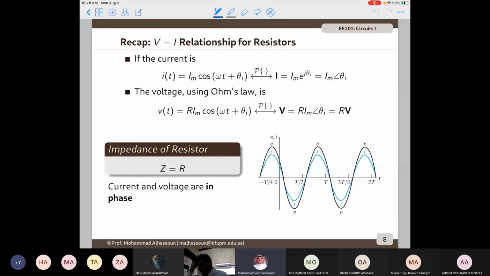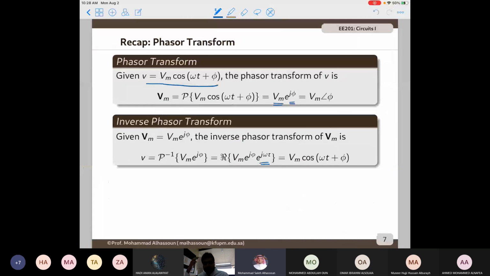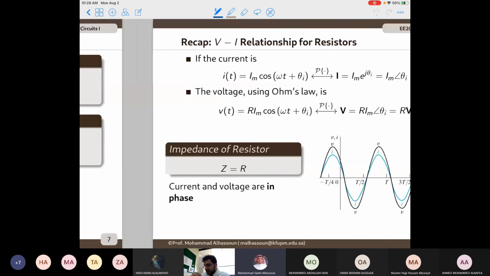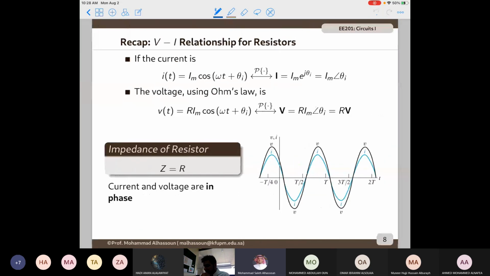Okay. So we studied phasor transform. We know about phasors, and the question is how to make use of phasor analysis. So how to solve the voltage and the current in any circuit if we have a sinusoidal source using phasor-based analysis or phasor-based techniques.